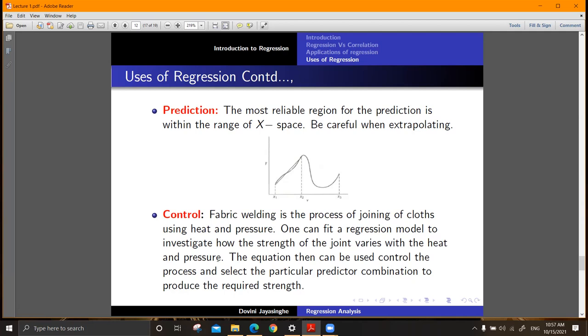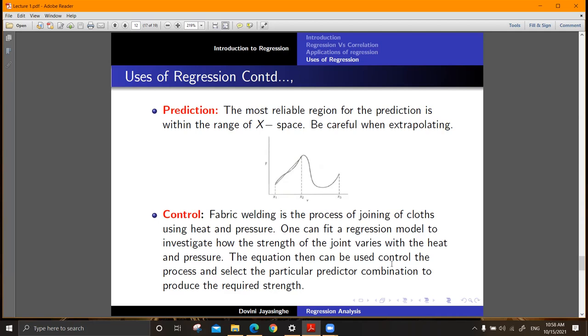When the heat and pressure change, how the strength of that joint line, the link between the two clothes, varies, whether it is going to be very strong under high heat, very weak under high heat, we don't know. Somebody is interested to model that. When there's high pressure, whether it's going to strengthen or weaken, we don't know. So strength is going to be our Y variable in that case. Heat and pressure are going to be our X variables, and depending upon these two, we see how the strength changes.